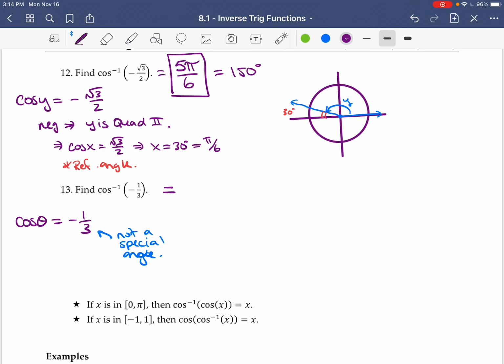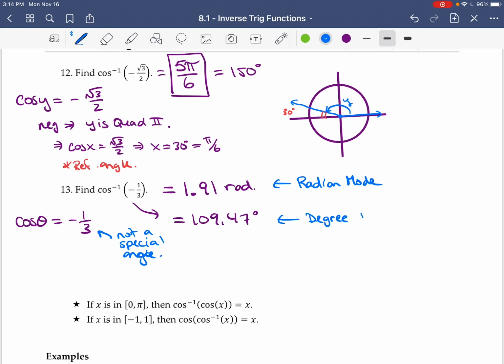So in radian mode, you should have 1.91 radians. In degree mode, you would get 109.47 degrees. Okay, so you should always answer in radians, but I just wanted to show you that it's not a nice degree either. So if you did it in degree mode, you see that, and then you'd know that we're not looking for an exact answer.